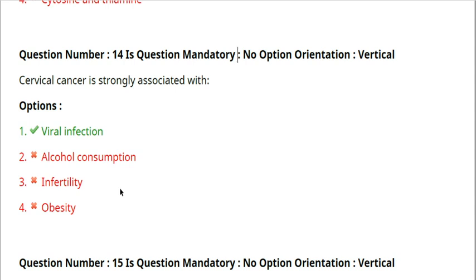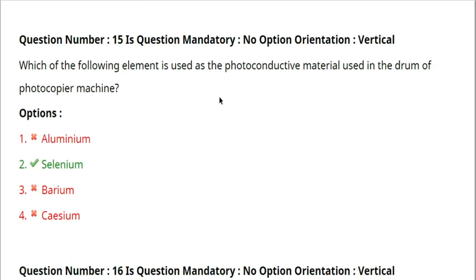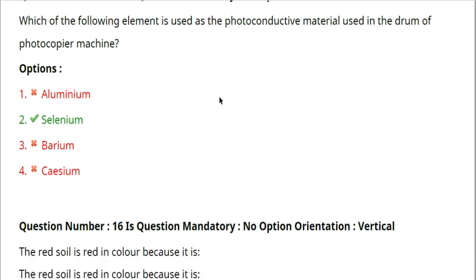The vaccine name is Gardasil, which is approved by the US Food and Drug Administration. Okay. Next thing is which of the following elements is used as a photoconductive material in the photocopier machine. Photocopier machine means Xerox machine. The material which is used is selenium.